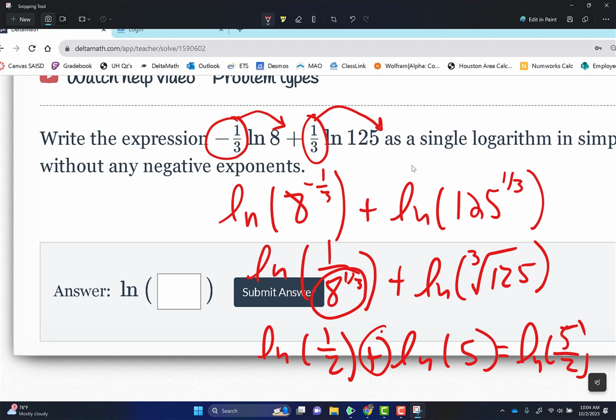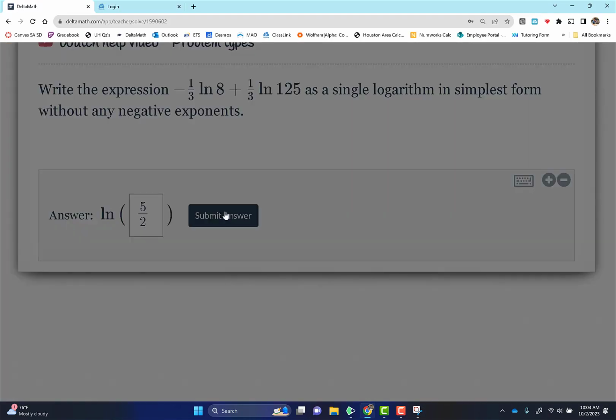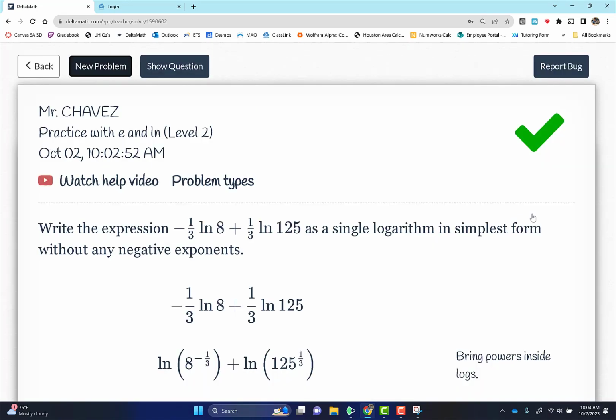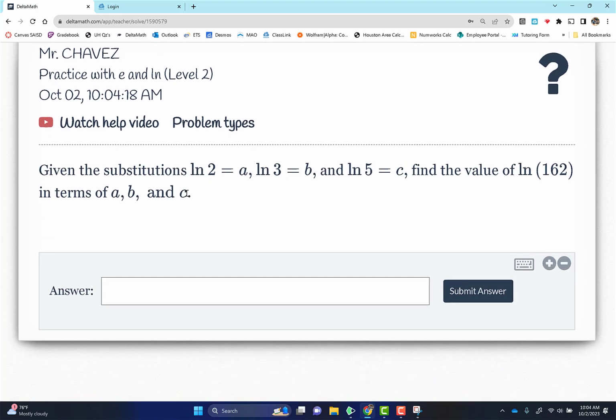Do you see how we did it? So I come over here. It already has ln for me. I just put the 5 over 2, and I submit. What do you guys think? Should we do another one? Yes. All right.